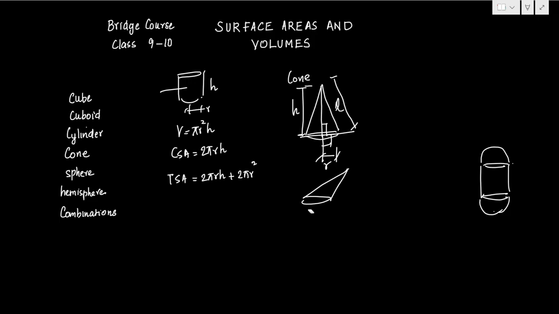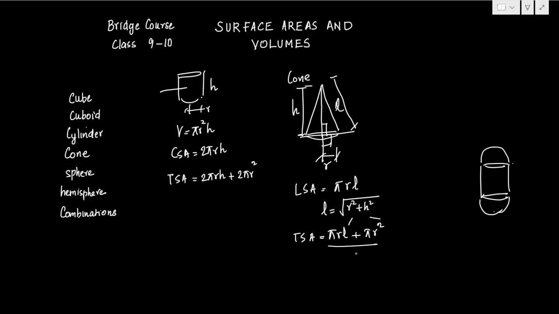Let's talk about the surface area of the cone. The lateral surface area, or the curved surface area, or the slanting surface area is pi r L, where L is root of r square plus h square. R is the radius and h is the altitude or the height. The total surface area equals the lateral area plus the area at the bottom, but there's a circle at the bottom, so pi r L plus pi r square. And the volume is 1 by 3 pi r square h. This is the volume of a cone.